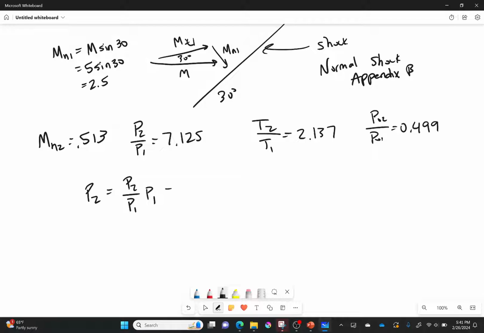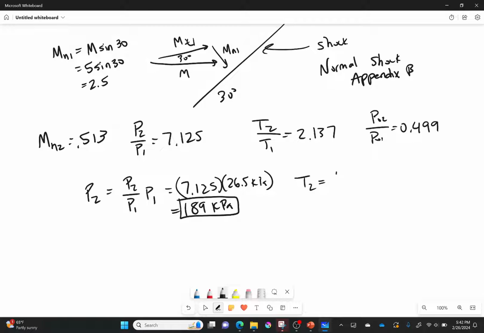So that's going to be equal to 7.125 times 26.5 kilopascals, which will equal, let me see, I believe 189 kilopascals. It jumps up there. Okay, not too bad. We use the tables, we make it easier on ourselves. Now let's do the second temperature.